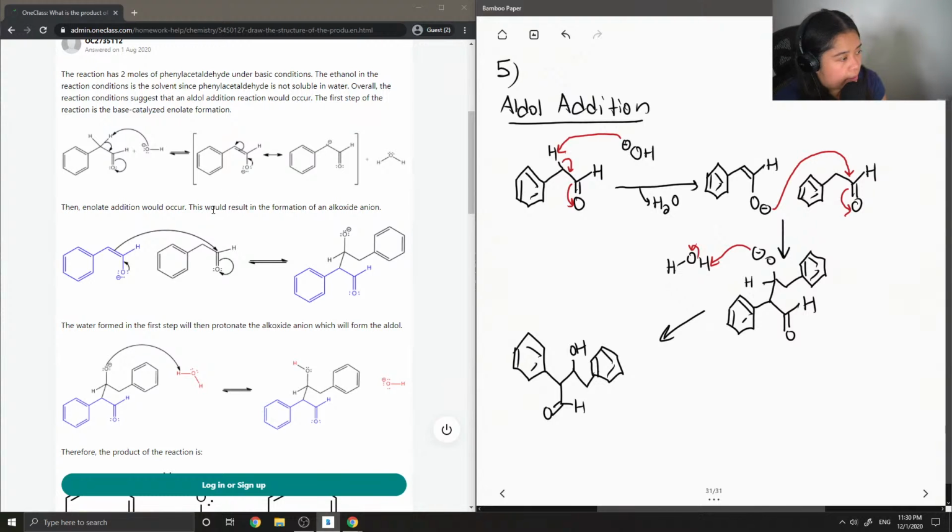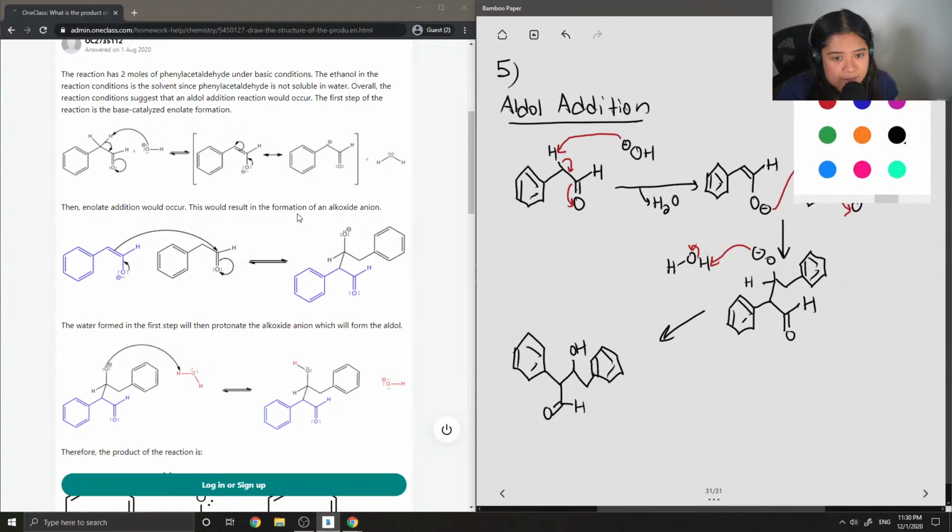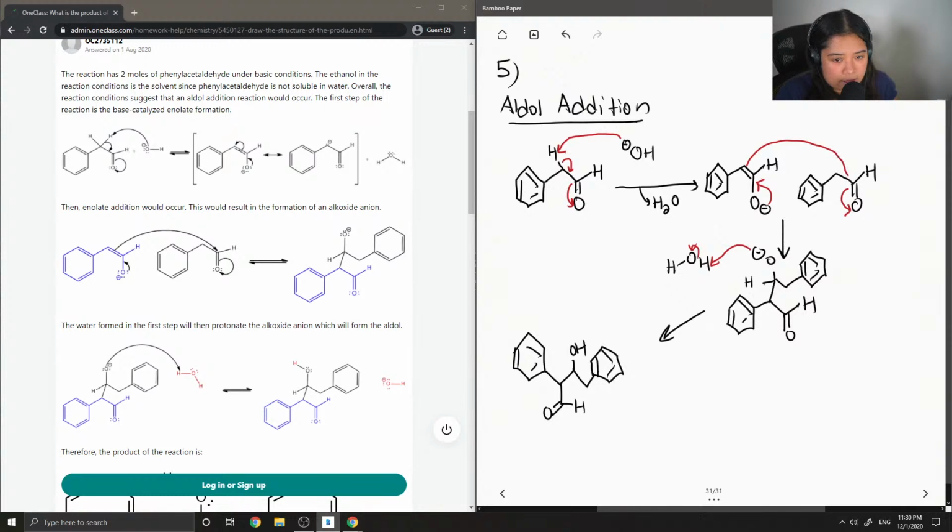Okay, so then enolate addition would occur. This would result in the formation of an alkoxide anion. So here the double bond comes down. All right, let me just notice that mine should also show that this doesn't attack. It should come down and form a double bond, and it is this that attacks our carbonyl.